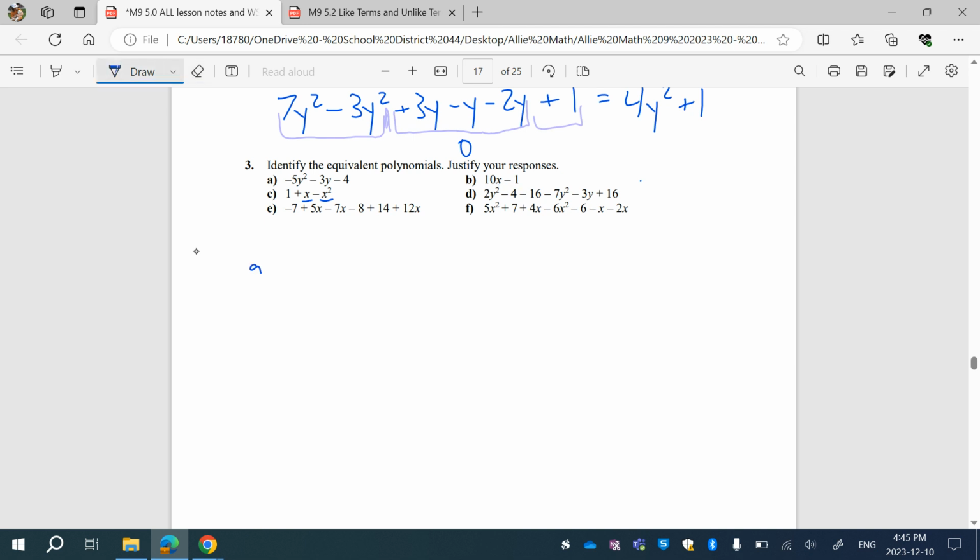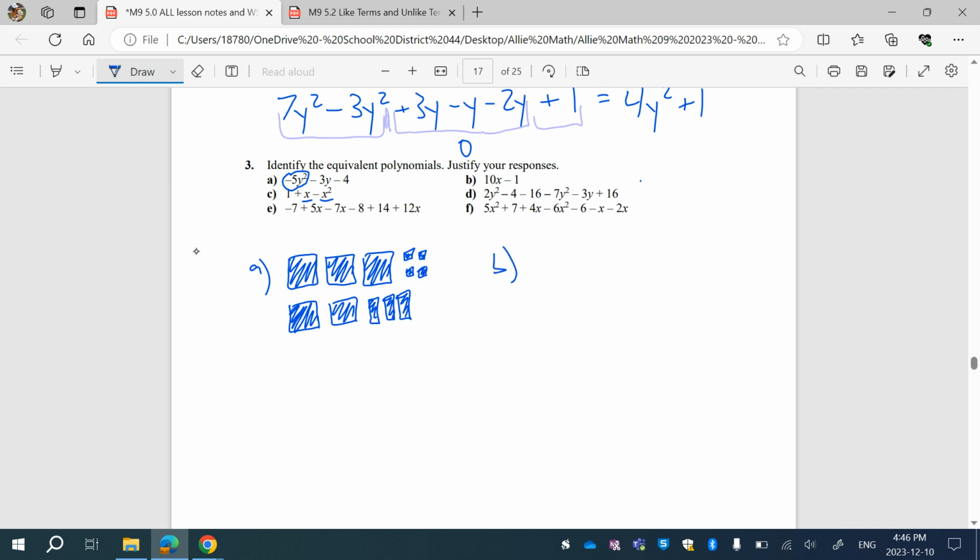So I'm actually going to draw these out. So we're looking for 5 negative y squared. So remember our squares are going to look like this. And they would be shaded in because they're negative. And we have 3 of our negative y's. And we had 4 negative 1's.